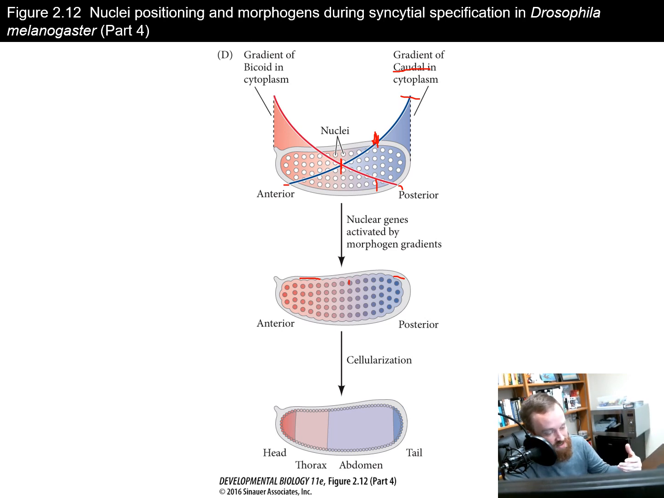And from this syncytial specification that is occurring, you can see that we get positional information where we say, okay, if you have very high bicoid and low caudal, you become the head. If you have a little bit of caudal but a lot of bicoid, you become the thorax. Conversely, if you have a little bit of bicoid and a lot of caudal, you're the abdomen. And if you have only caudal, you become the tail.